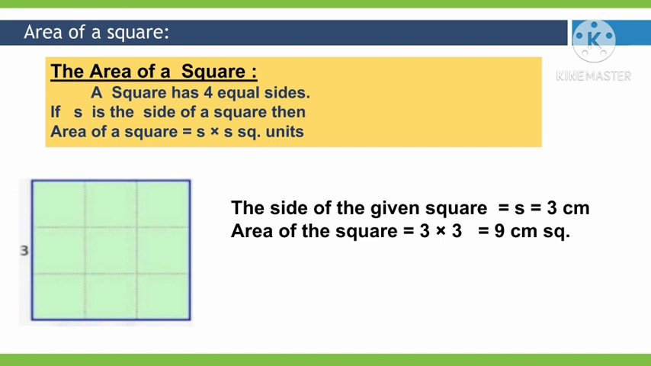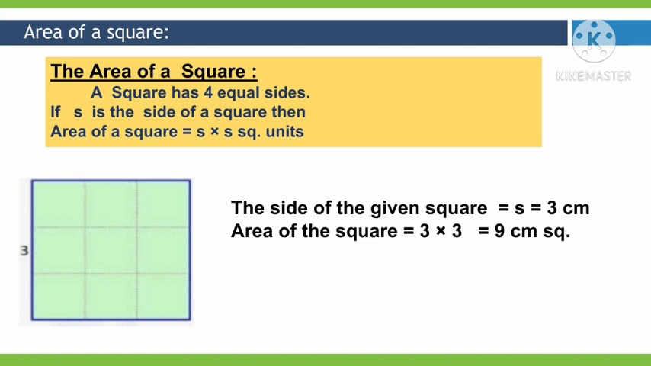You all know square is a four-sided figure in which all the four sides are equal. Now look at the example given here. It is a square having 3 centimeter. So in order to find the area of the square, it's very easy, children. You want to multiply 3 into 3. See, the side of the given square is 3 centimeter. So area of the square is 3 into 3. You have to multiply the side twice to get the area. So I just repeat, in order to find the area of the square, you want to multiply the side twice to get the area.